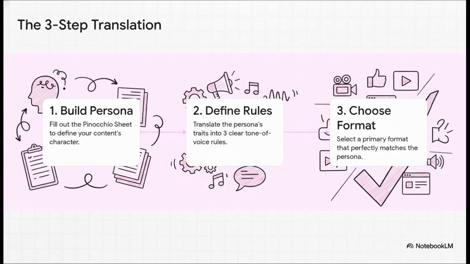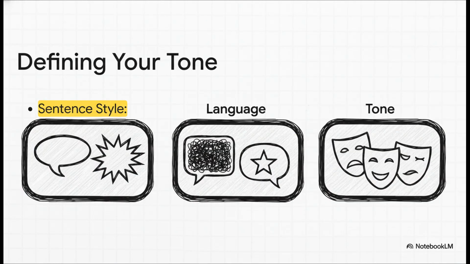First, you build the persona with that sheet we just looked at. Second, you translate that persona into a really clear tone of voice. And third, that tone of voice points you directly to the perfect format. See? It's a super logical flow, from identity all the way to execution. So how do you do that translation? It's easy. Just look at your completed Pinocchio sheet and ask yourself these 3 basic questions.